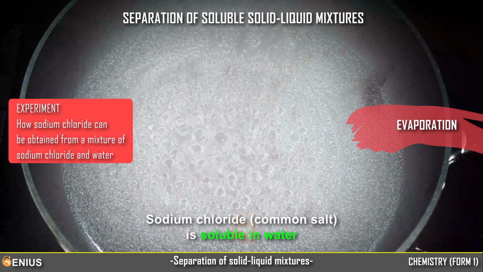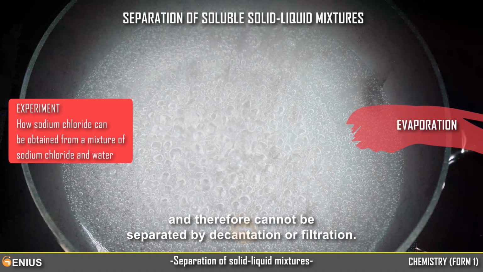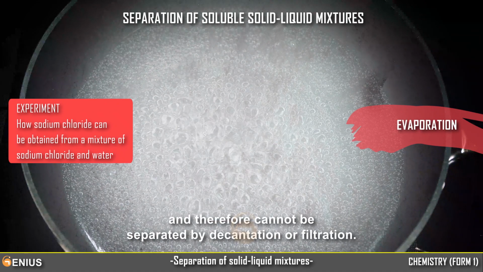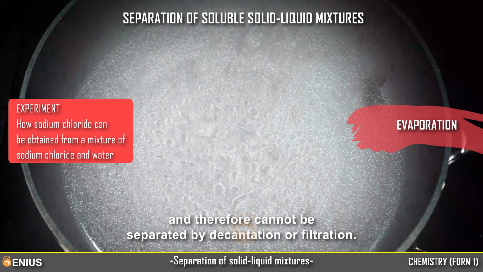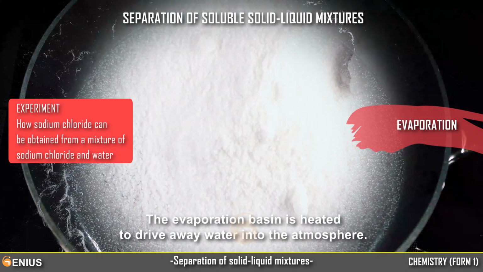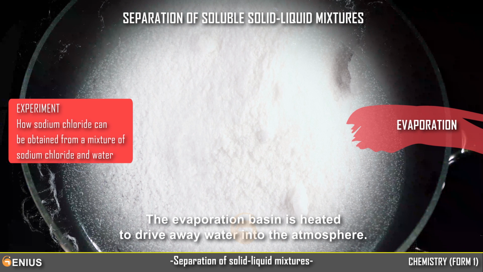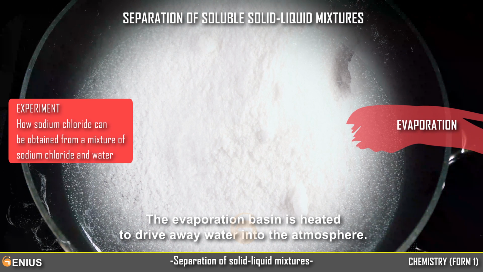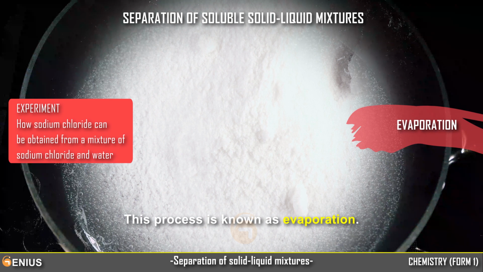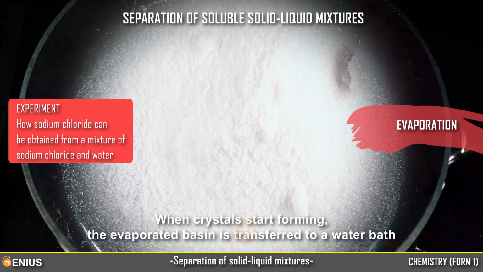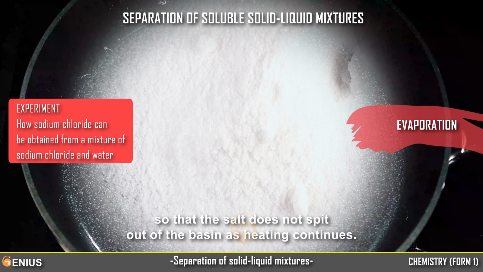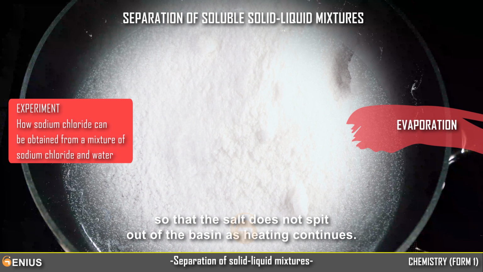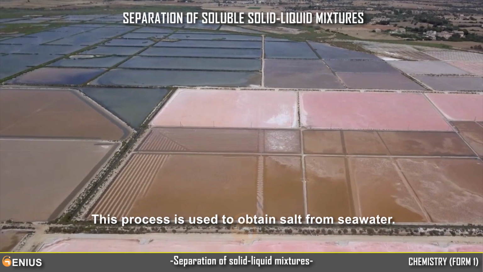Sodium chloride, common salt, is soluble in water and therefore cannot be separated by decantation or filtration. The evaporating basin is heated to drive away water into the atmosphere. This process is known as evaporation. When crystals start forming, the evaporating basin is transferred to a water bath so that the salt does not spit out of the basin as heating continues. This process is used to obtain salt from seawater.